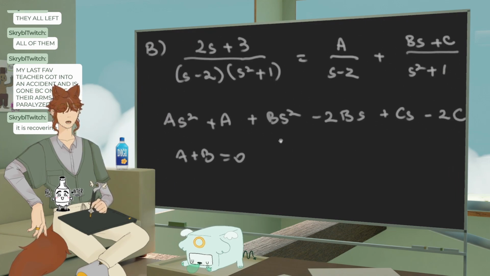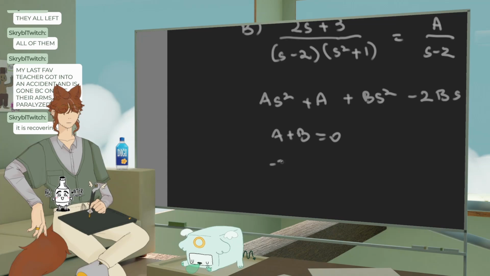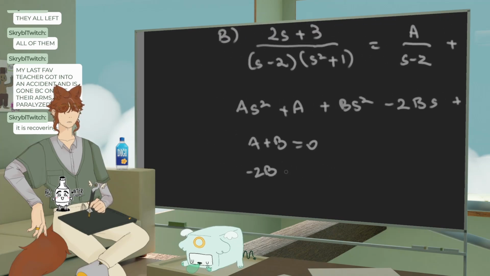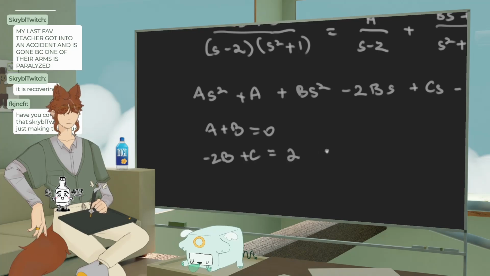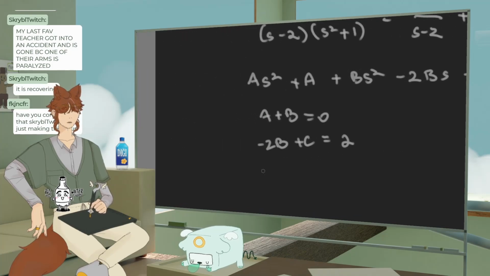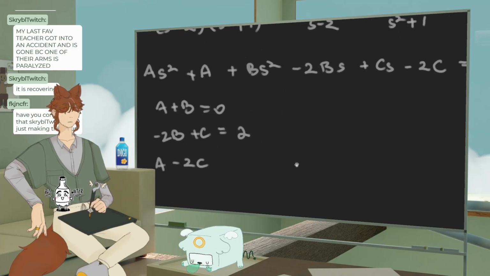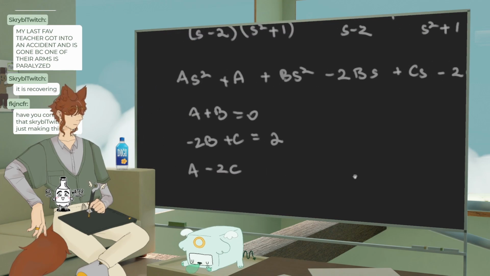Why does this not have an S on it? Oh wow, it's just an A, I see. Negative 2B plus C equals 0. Doesn't equal 0, equals 2. And then A minus 2C equals 3.